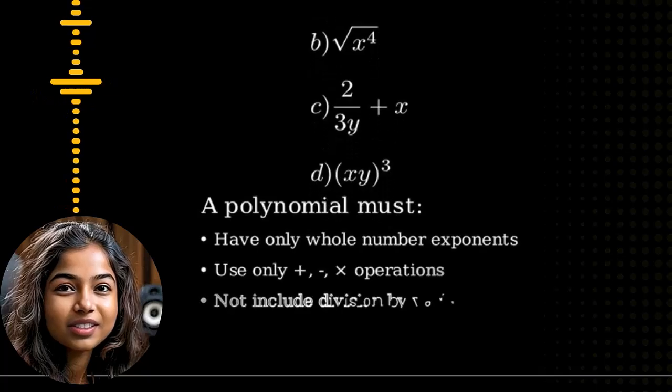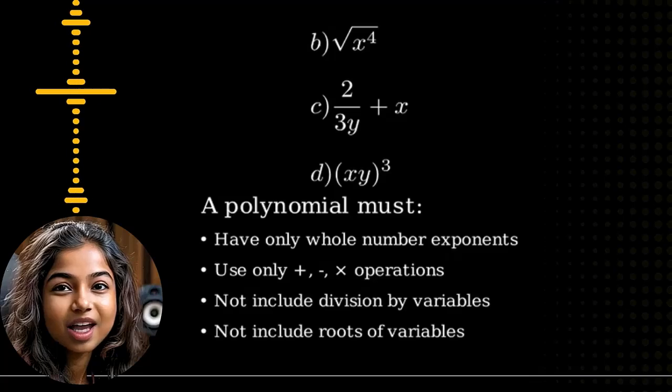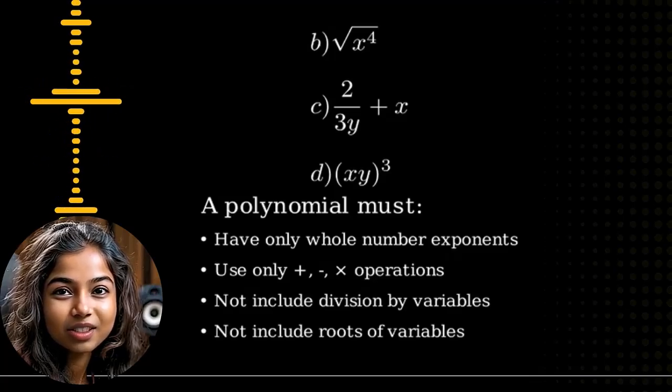A polynomial is an expression that consists of variables and coefficients, where the variables can only have whole number exponents and we can only use addition, subtraction, and multiplication between terms. Let's examine each option one by one.